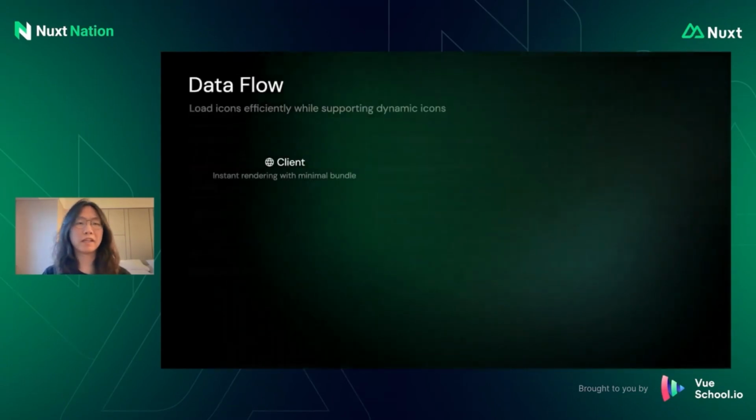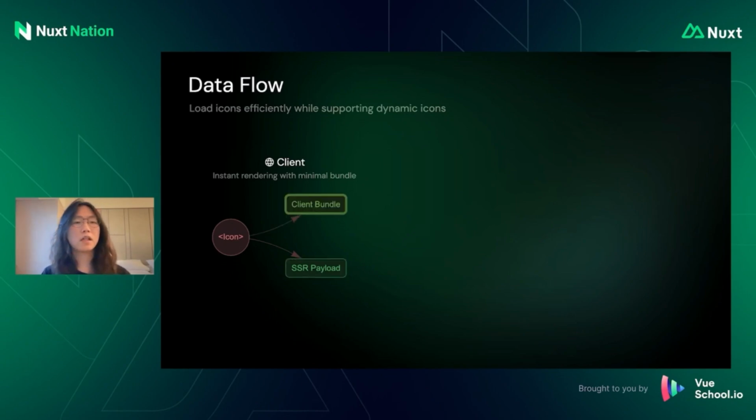Let's work through the data flow to make it cleaner. We can provide an icon ID to the icon component to use it. The icon will first check if the icon is already server rendered. And if it is, we stop there since the icon is already present. If not, then we will look up the client bundle for it. Most statically known icons will be there, so we can render them directly.